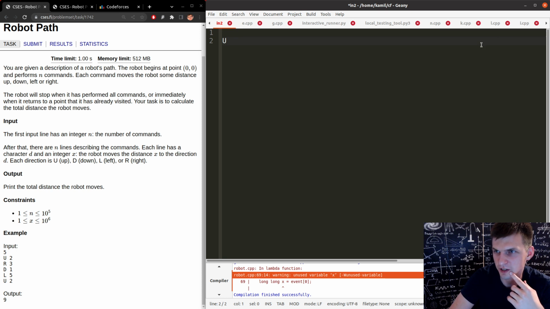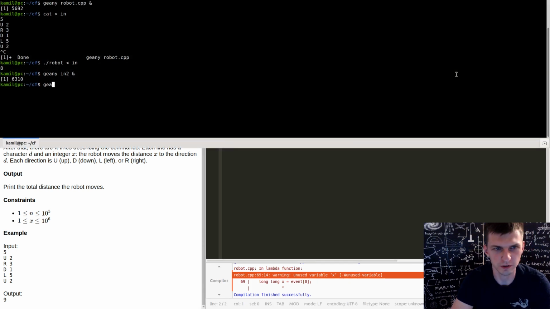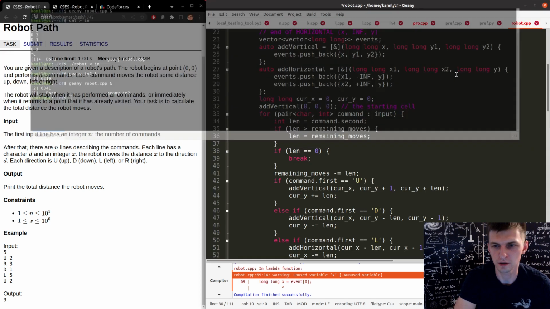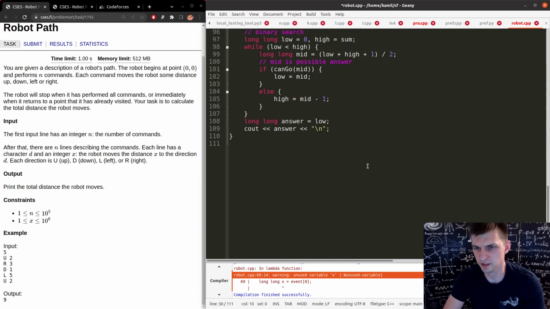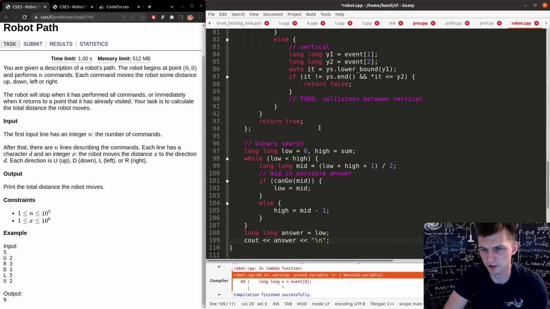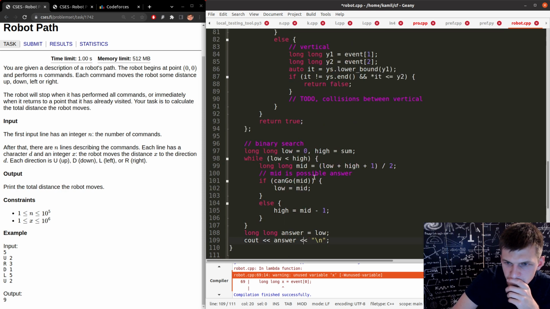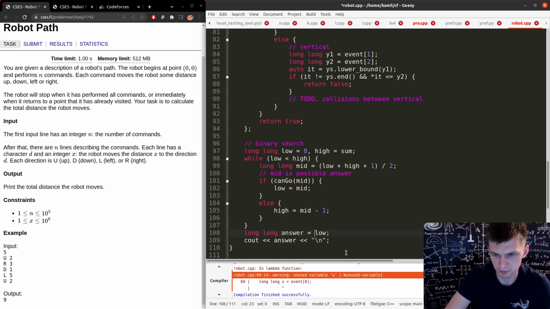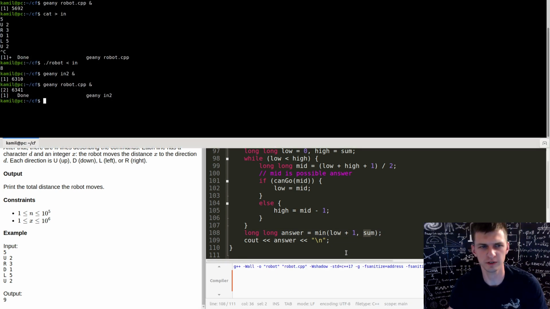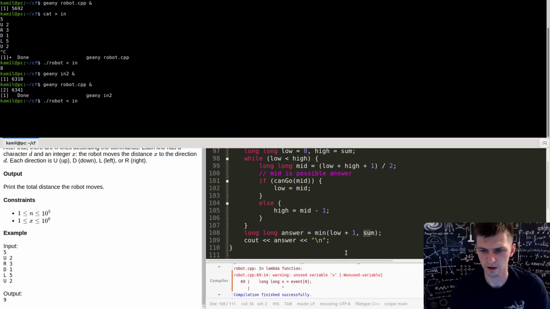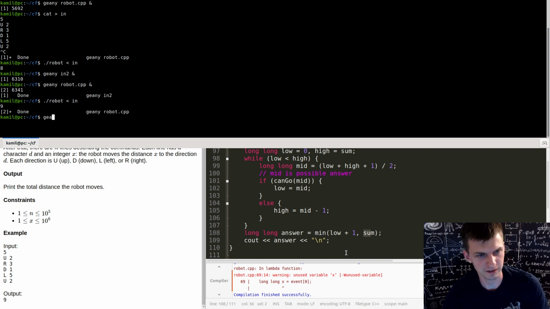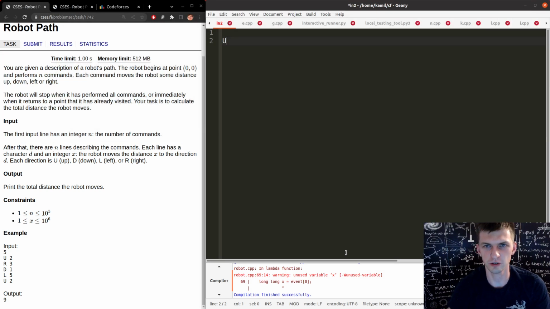So the code is okay. What is my code? The code is okay, it's just that at the end I should print answer +1. Maybe let's do this, minimum of low +1 and the sum. You cannot exceed the sum, because if all the moves were okay, which I think is allowed, then you still want to print that. Okay, we have 9, but it's not correct yet.